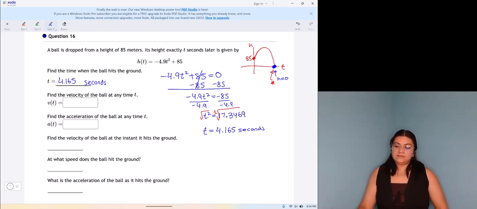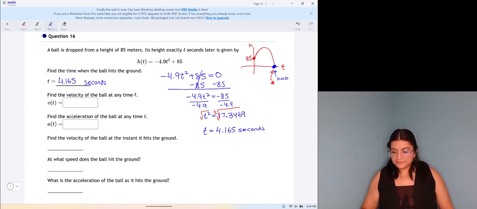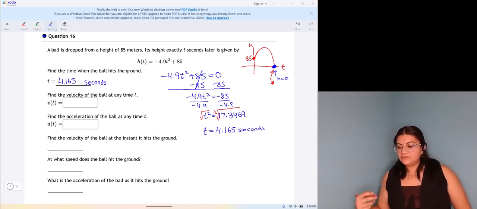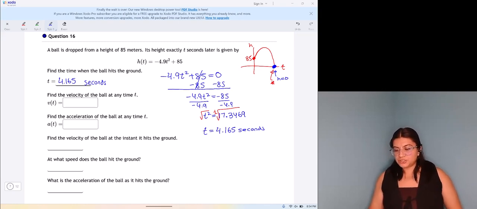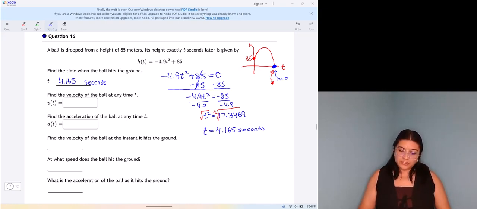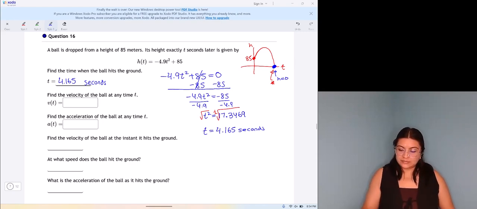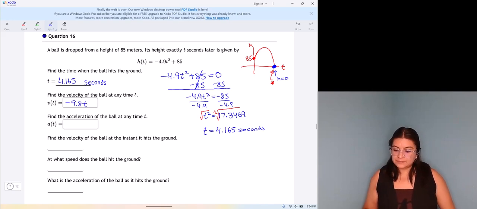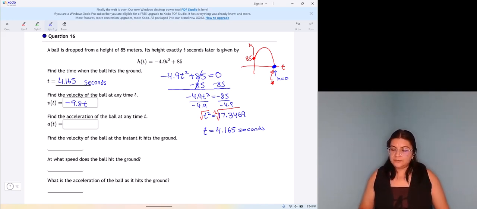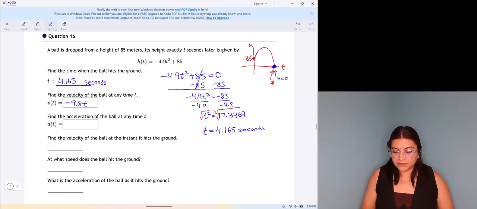Find the velocity of the ball at any time. The velocity is the first derivative of position. So the given equation, that's the position function. Just take the derivative of that, which is negative 9.8 t. Find the acceleration of the ball at any time t. The acceleration is the derivative of velocity or the second derivative of position. Take the derivative of the velocity function, the one we just found. The acceleration is going to be negative 9.8.